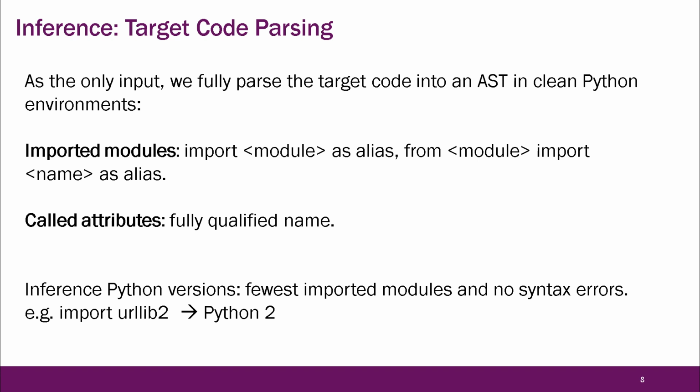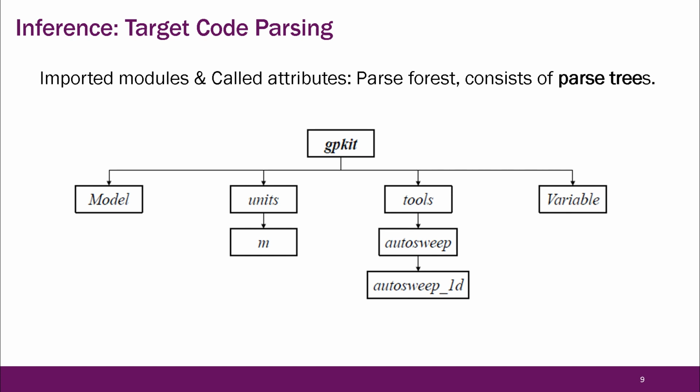The results of target code parsing can be used to infer the candidate Python versions. We parse the code in Python 2 and 3 respectively. Then the Python versions with the fewest imported modules and no syntax errors are the candidates. We represent the imported modules and the code attributes as a forest. Each path tree in the forest has a top-level module name as a root node, and contains all the submodules and attributes of that module in the code.